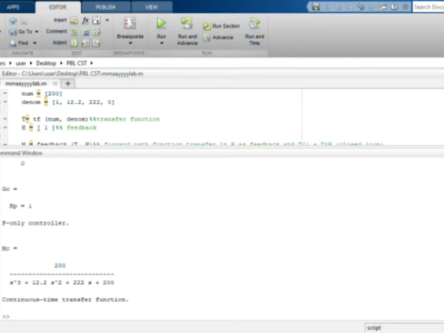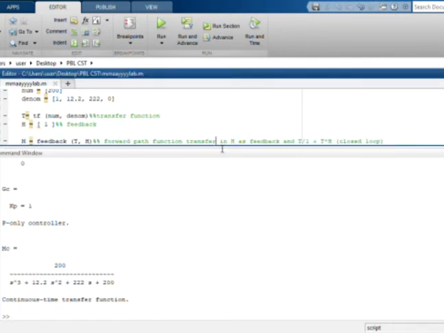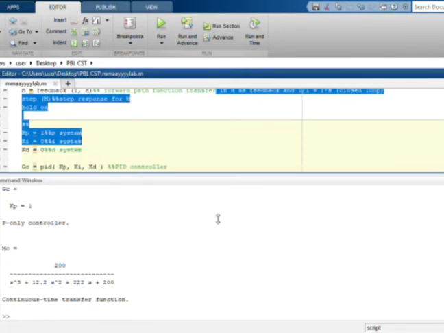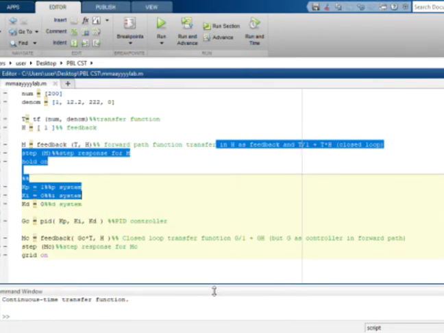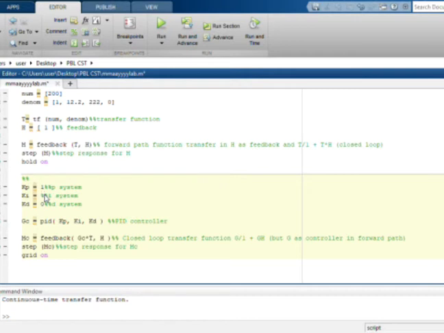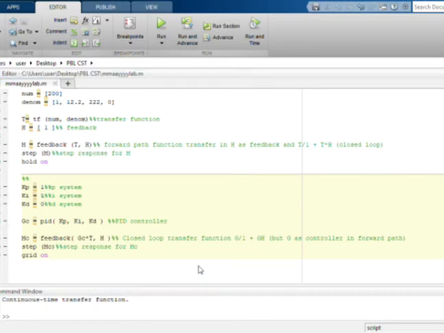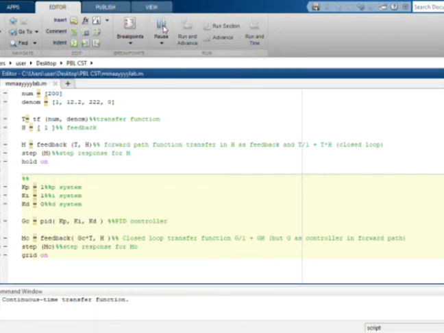And then, like I showed you earlier, the PI system. I'm going to set I as 1, and then I'm going to run it. So it shows that the PI system is underdamped. The PI system eliminates steady state error from the P controller.